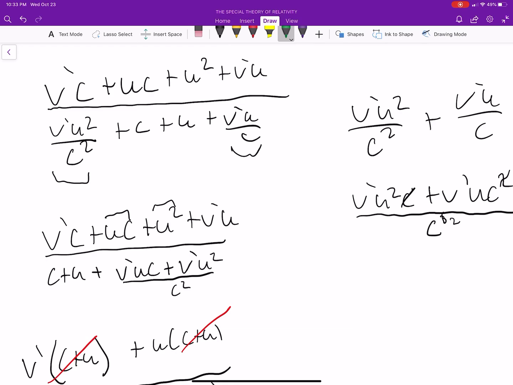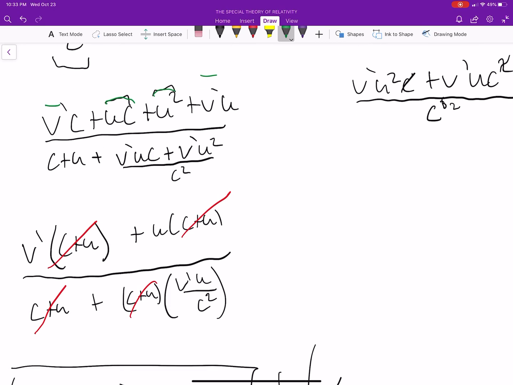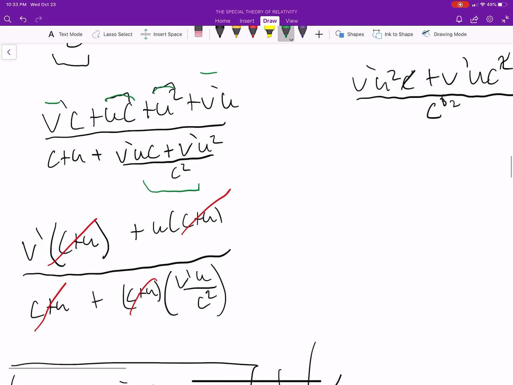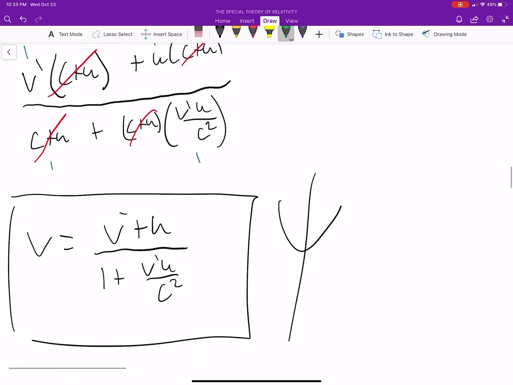Notice for the v primes, you can factor out a c plus u, and for the u's, you can factor out a c plus u. And then from here, we can also factor out a c plus u. The c plus u's all drop, and you get v is equal to v prime plus u divided by 1 plus v prime u over c squared.